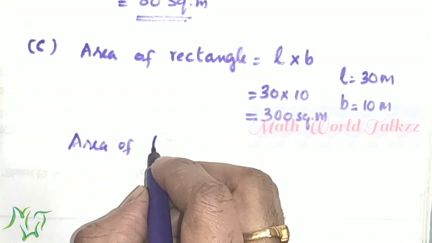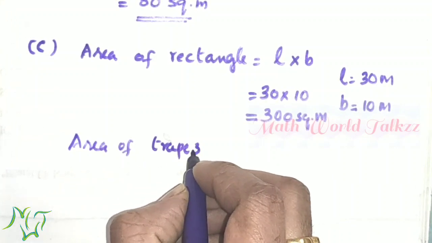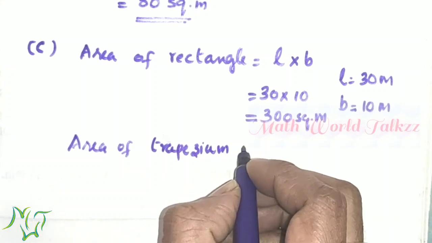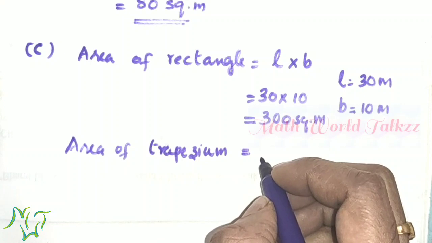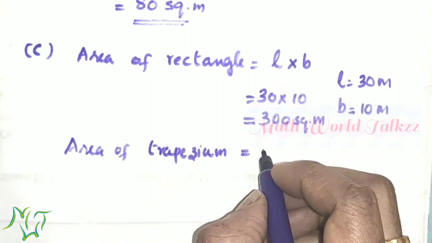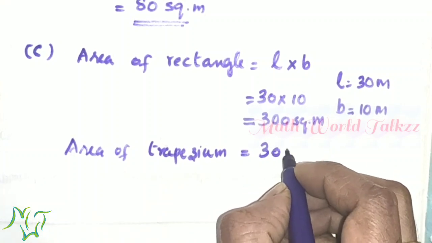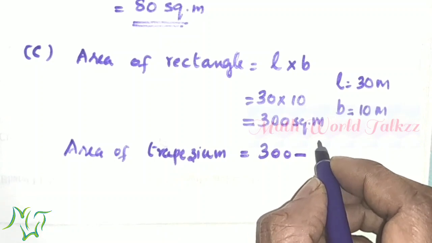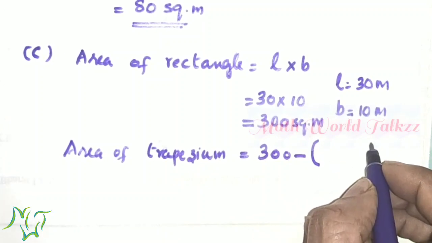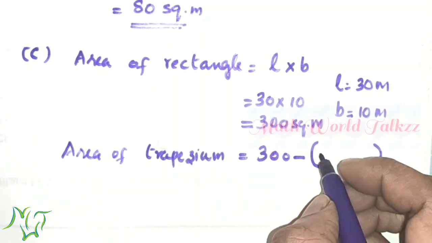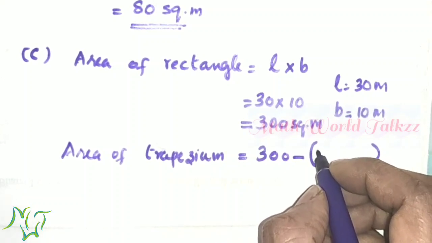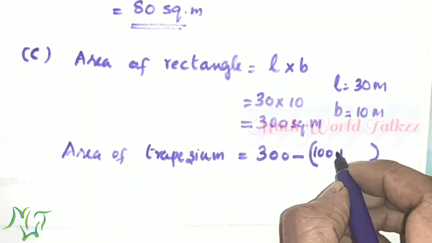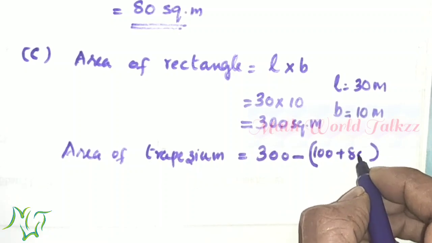Area of trapezium. We can find the area of the trapezium by the formula, but here we are doing it in this method. So the total area we got is 300 minus, and we want to find the sum of the areas of those two triangles, that is 100 plus 80.